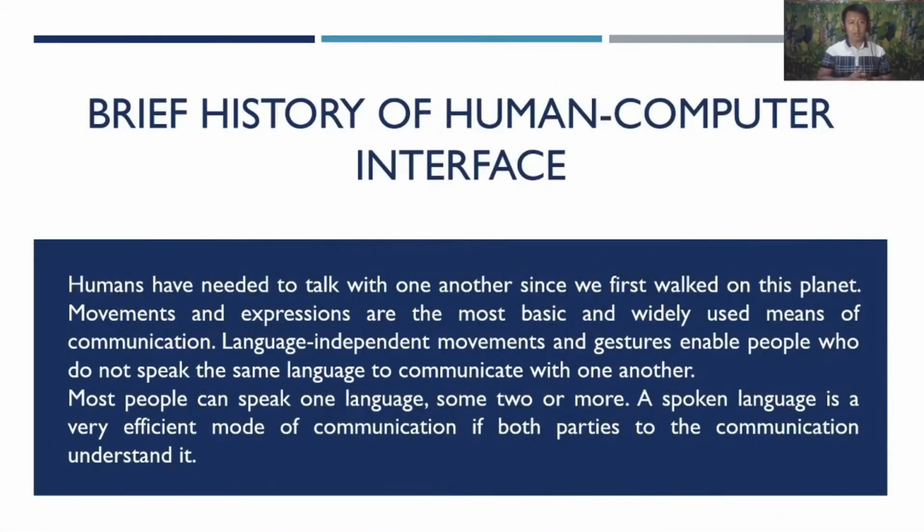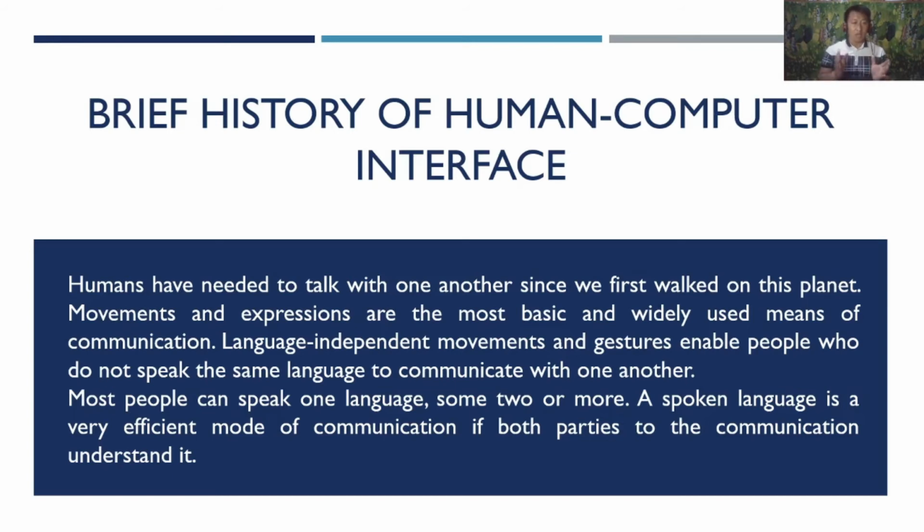Okay, the second topic is all about the brief history of human-computer interface. So let us understand the human-computer interface. For the history, how the humans interacted with each other before. Here, humans have needed to talk with one another since we first walked on this planet. Of course, how are we going to interact with each other without communication, right? So we need to communicate in order to express what we want to someone.